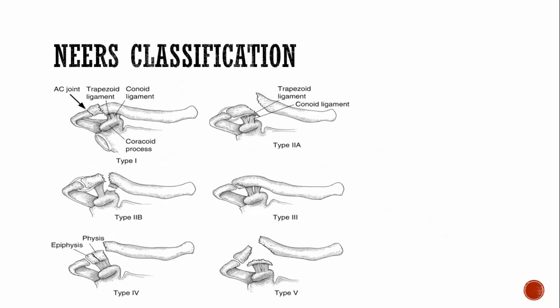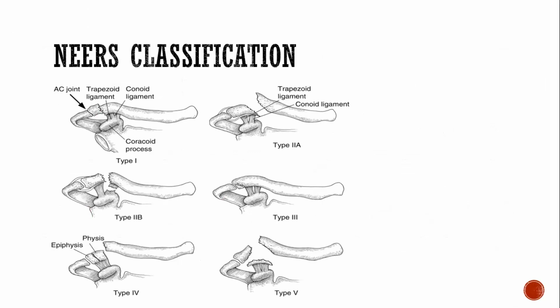Neer has classified distal clavicle fractures into 5 types. Type 1 is an extra-articular fracture occurring lateral to the CC ligament. In this type, the CC ligament is intact. Type 2 is divided into 2A and 2B. 2A is the fracture occurring medial to the CC ligament. In this type, the CC ligament is intact, but the fracture displacement will be more.